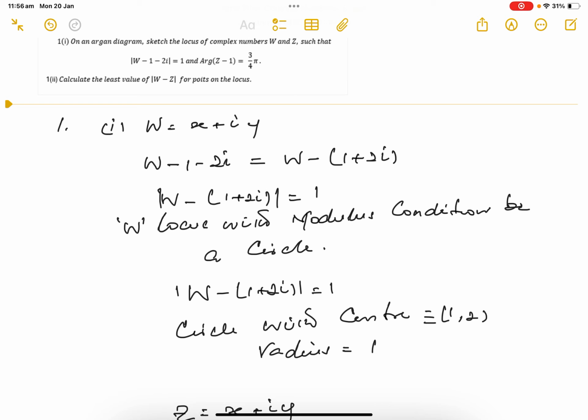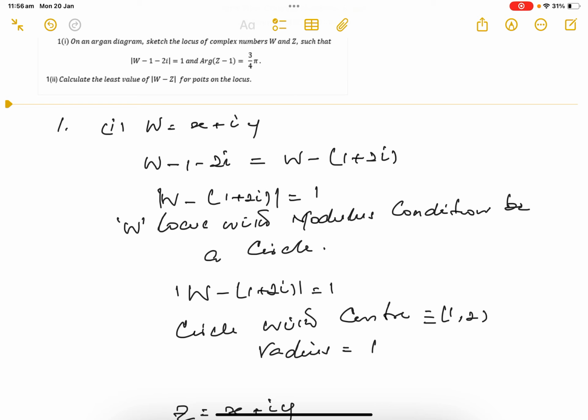A past question on complex numbers. On an Argand diagram, sketch the locus of complex numbers w and z such that the modulus of w minus 1 minus 2i equals 1, and the argument of z minus 1 equals 3/4 pi.